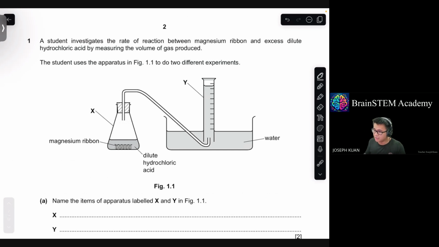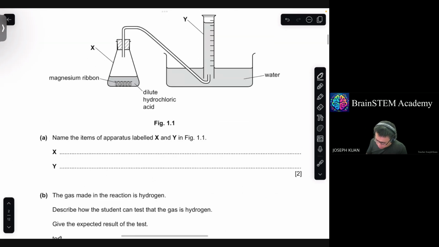A. Name the items of apparatus labeled X and Y in figure 1.1. Now, X is a conical flask. And for Y, it's actually what is this? This is a measuring cylinder, but inverted.